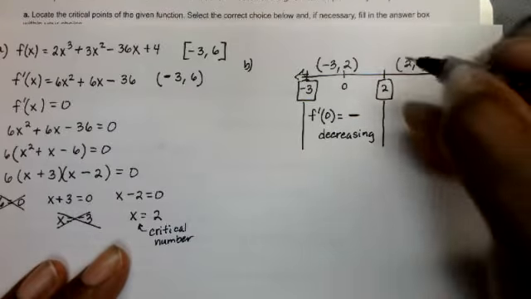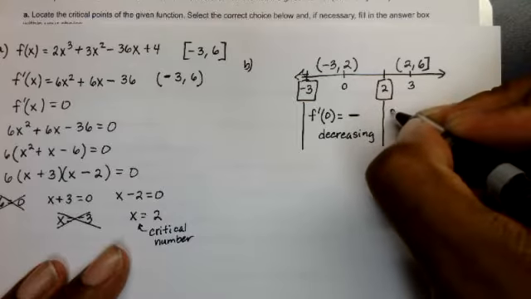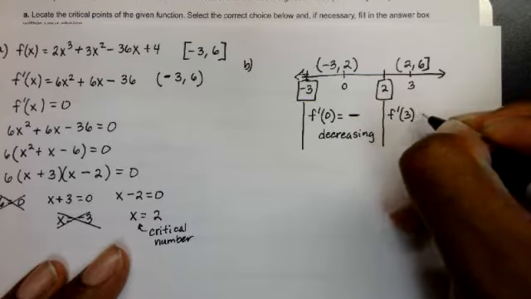And then from 2 to 6, I use 3. So I'm going to evaluate f prime of 3.